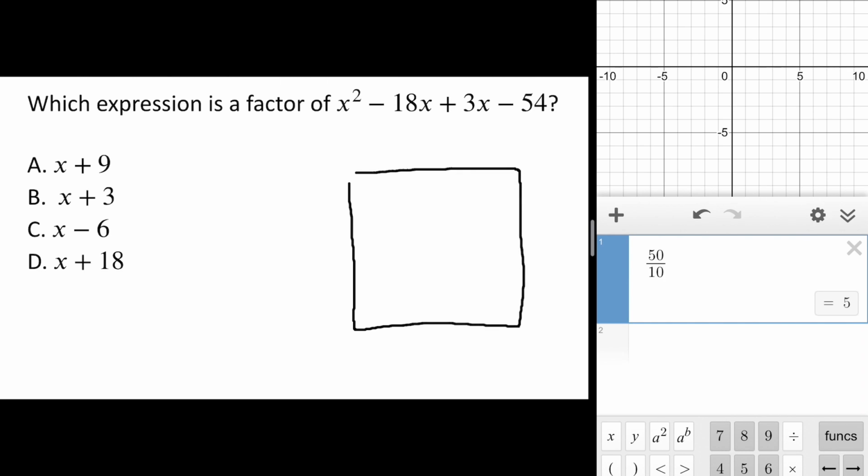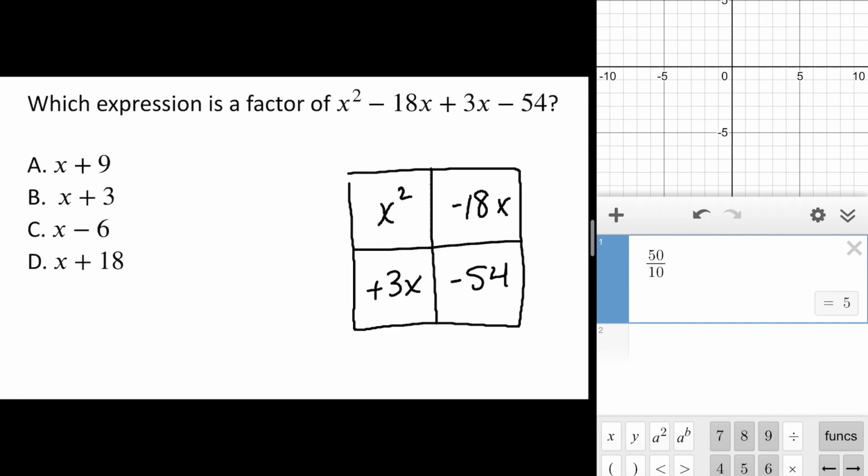All right, so we start off with drawing our box, and x squared, negative 18x, plus 3x, and negative 54 goes inside. And then the greatest common factor between x squared and negative 18x is x. Greatest common factor between 3x and negative 54 is 3, and because it's touching a positive, it has to be positive. So we know that one factor is x plus 3.